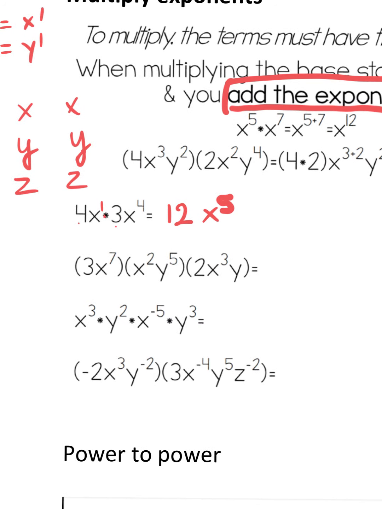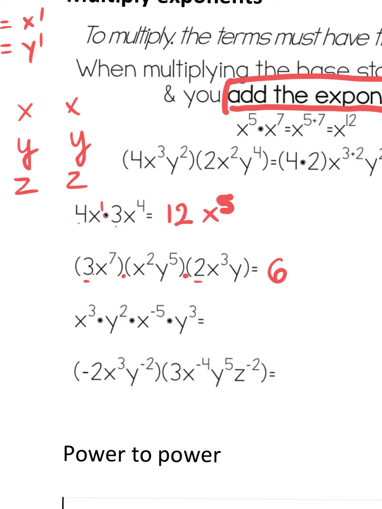These are all multiplication. When there's nothing between them, it is multiplication. And we're going to take care of things in order. We take the number, x, and then y, and then z, in alphabetical order. All right, let's take care of the number. 3 times 2 is 6.